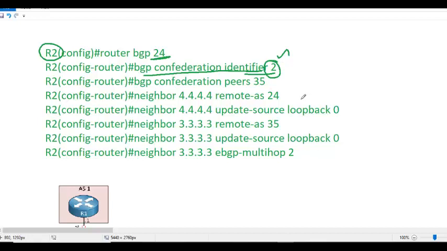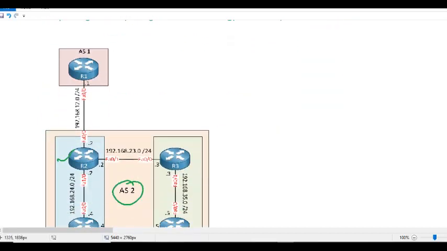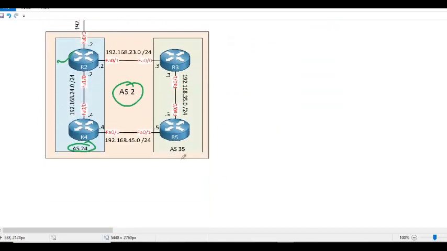There is another sub-autonomous system in autonomous system 2. See, 24 and 35 are of the same autonomous system. You see, this is the confederation peer, isn't it? This is also a confederation. This is also a confederation. So you form an alliance, a confederation peer alliance. Right? That's all.